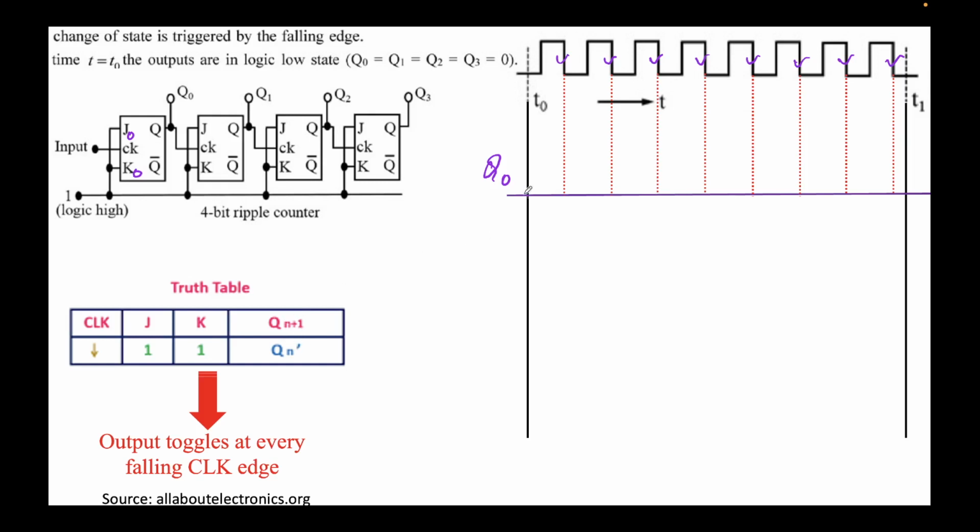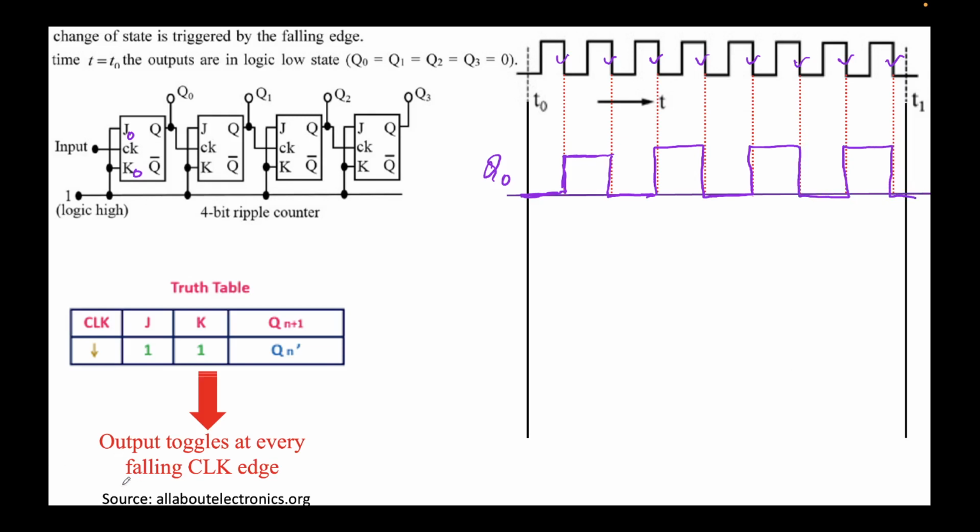So what is the initial output? Initial output is 0. Output will toggle at this clock edge, and it will remain constant. At the next falling clock edge, J and K are again both high, J0 K0 both are 1, so again the output will toggle. Q0 will now toggle from 1 to 0. It will remain constant. Again at the next falling clock edge, J0 K0 both are high, so Q0 will toggle from 0 to 1, and this cycle will continue. It will keep on toggling at every falling clock edge because J0 K0 both are set to high.